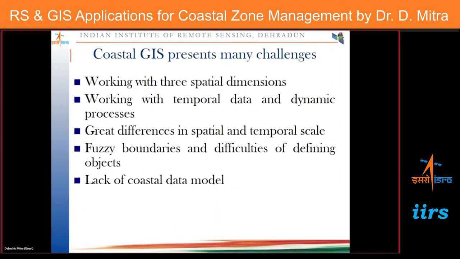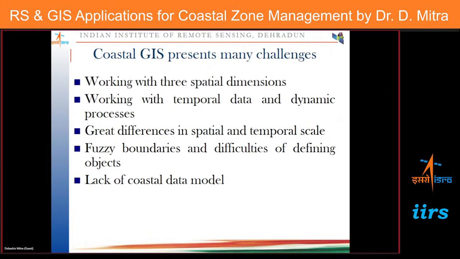But coastal GIS poses various kinds of challenges, which other disciplines may not have. You have to always work with three spatial dimensions, X, Y, and Z, and you are working with highly dynamic temporal processes. T is also very important. Nowadays we don't talk about 3D GIS, it's a 4D GIS when coastal GIS is concerned. Time is very important, because with time the scenario or the parameters are changing.